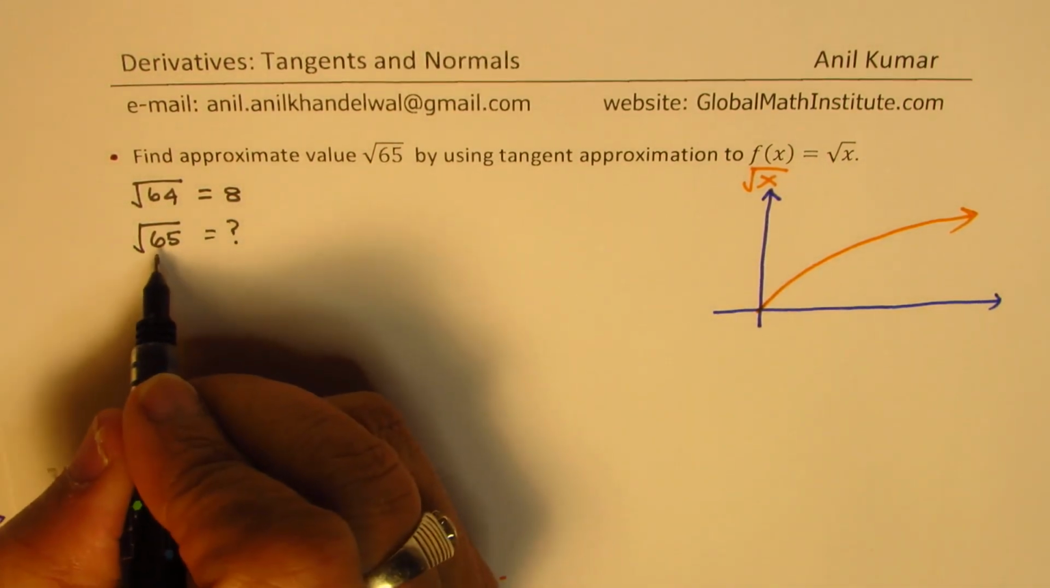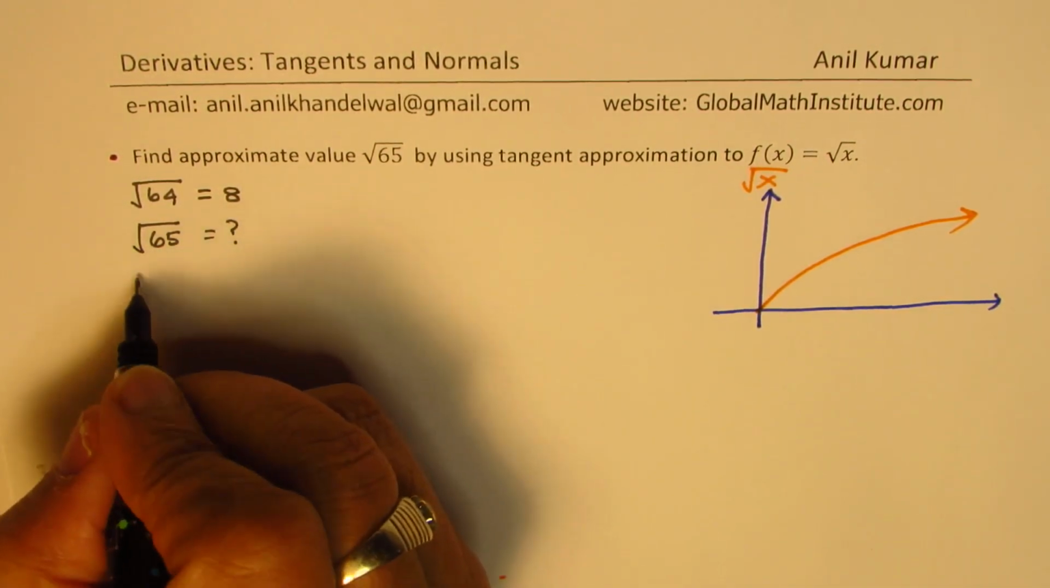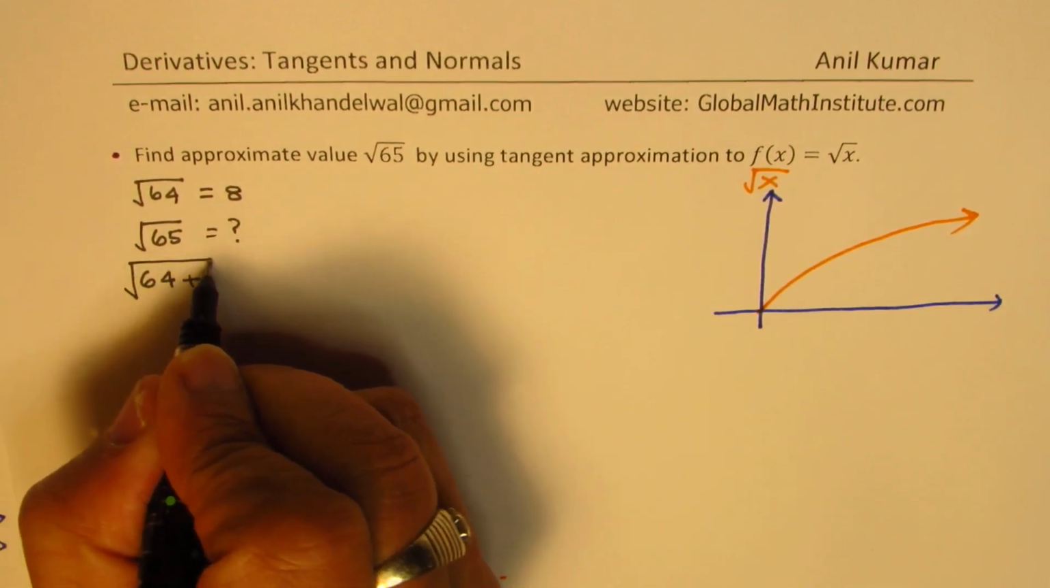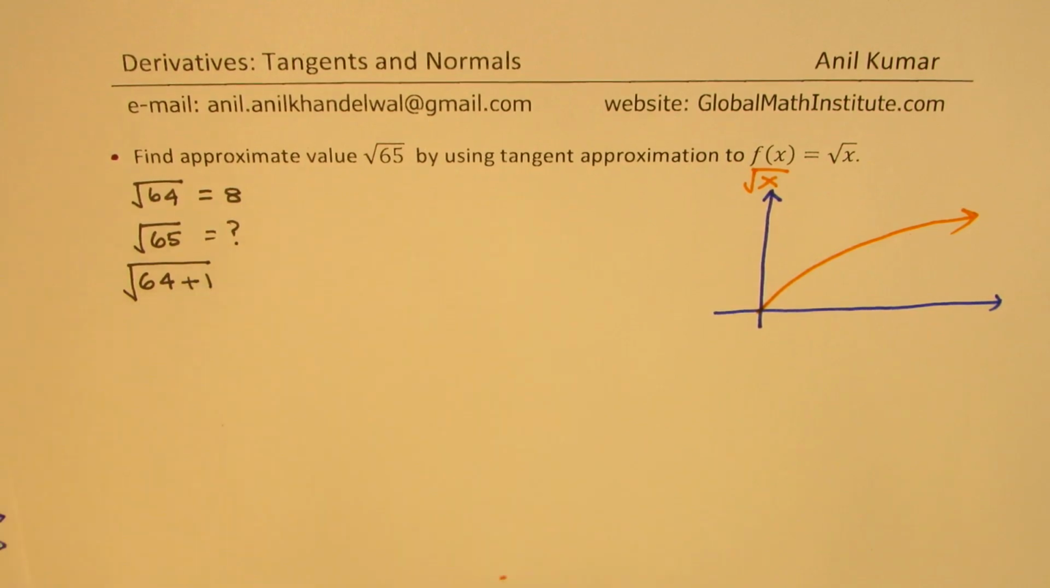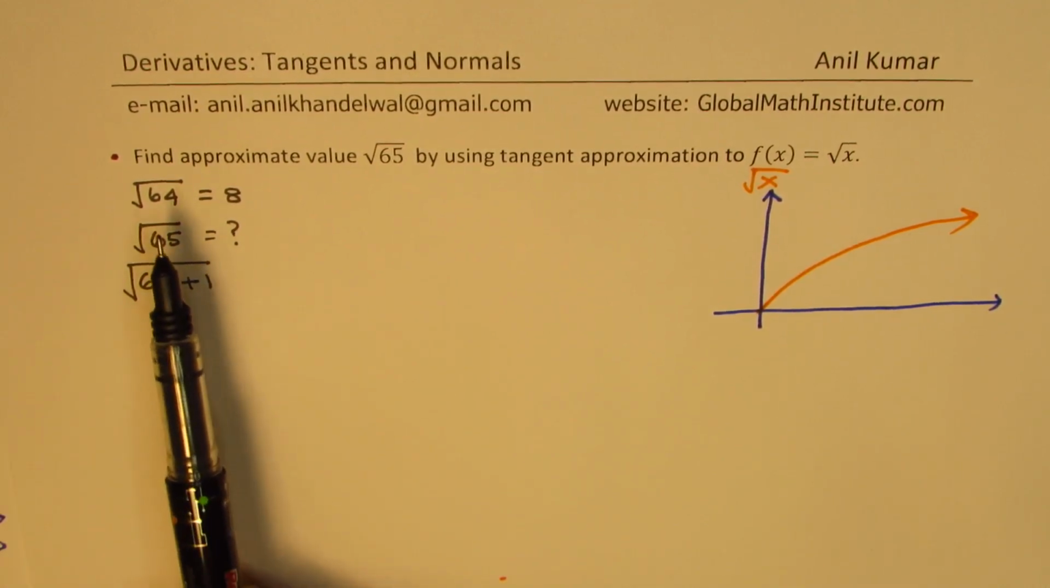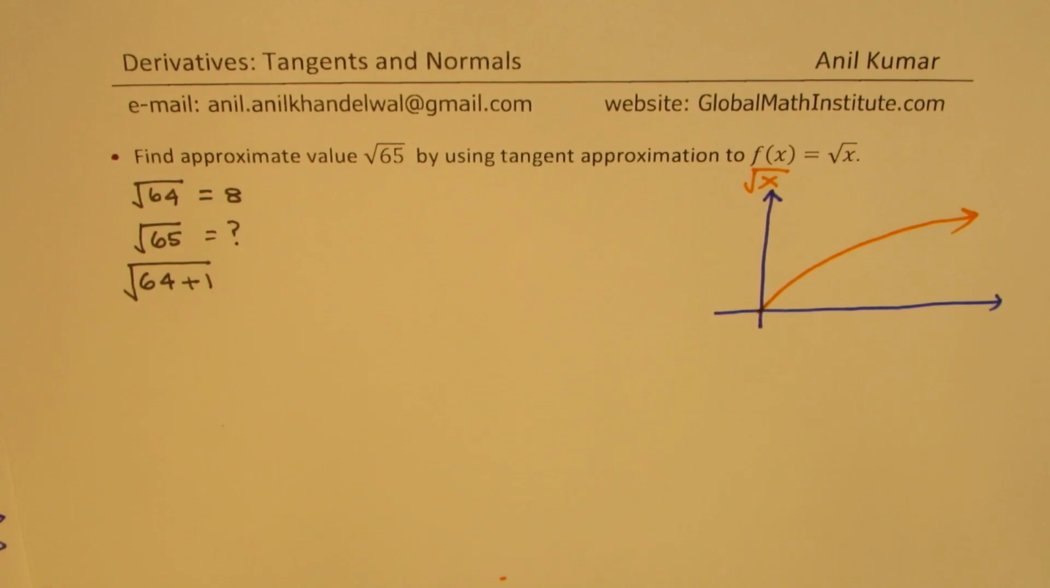But we know that 65 can be written as 64 plus 1. Right. So we can approximate, since it is very close to 64. That's the whole idea, right? So it can be approximated by finding the value at 64 and then approximating. So the approximation by tangents is something like this.